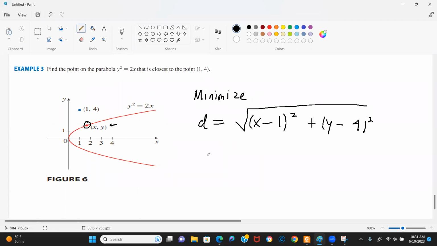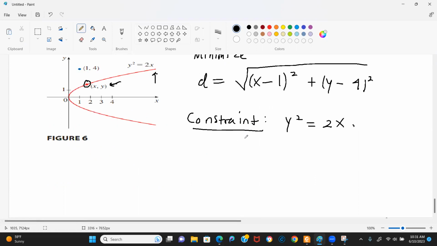So we want to minimize this, and our constraint is that we're not just talking about any old point (x, y) in the plane, but the point actually has to live on this curve. So the constraint in this case is this equation right here that relates the two.